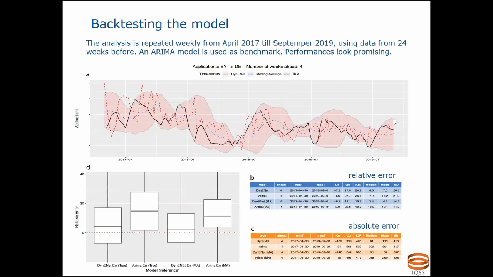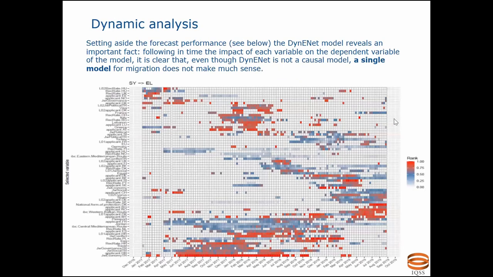So it's very good. I'm skipping this. But the nice thing of this model, I think, is this part here. Here you have the number of selections for this particular route, which is Syria versus going to Greece. And these are the weekly outcome of the models.